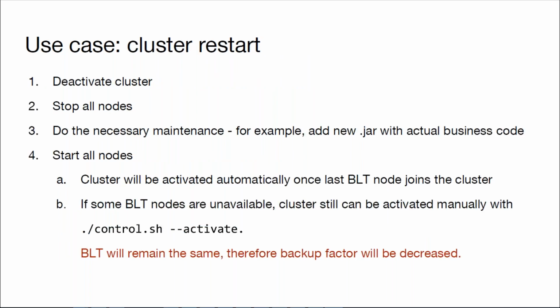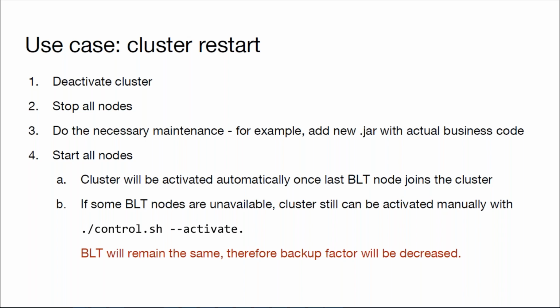The next use case is cluster restart. If you have a running cluster and you want to shut it down for any kind of maintenance, for example, to update your business code, you have to deactivate the cluster first. It's the safest scenario because stopping nodes one by one may turn your cluster into an undefined condition. Some partitions may be lost until all nodes are stopped, and it's not good. So the safest option is to deactivate the cluster first with the same control script, for example. Stop all the nodes, do the necessary maintenance, add new jars, or change some hardware, anything.